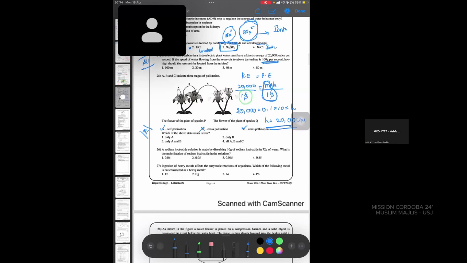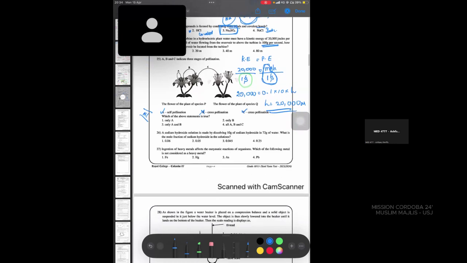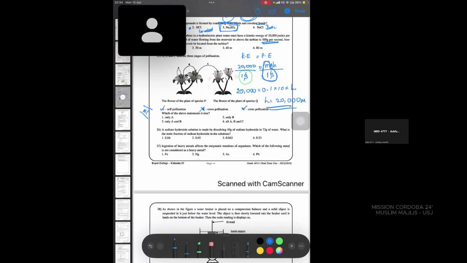Sodium hydroxide solution is made by dissolving 10 grams of sodium hydroxide in 72 grams of water. What is the mole fraction of sodium hydroxide? Can someone tell me what is the molar mass of sodium hydroxide? 40 grams per mole.